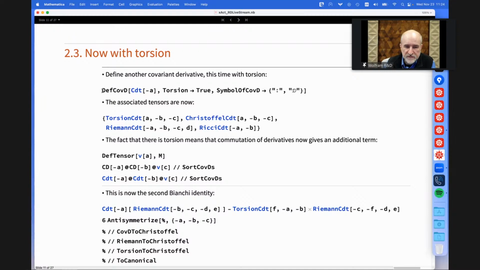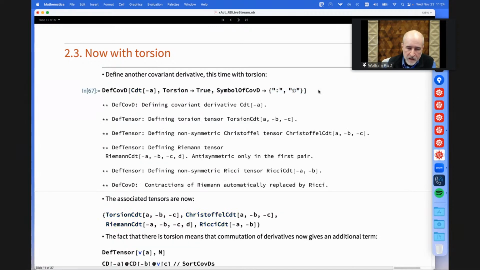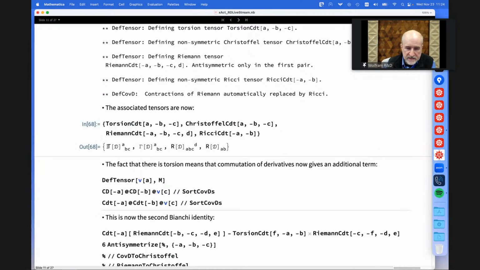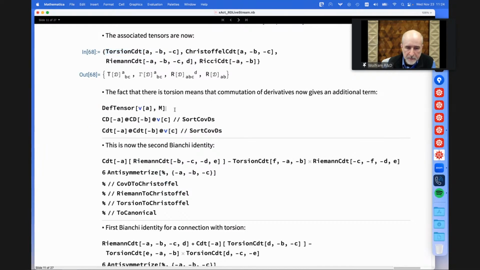Now with torsion, define a covariant derivative in which torsion is non-zero. By default, it's 0 if you don't say this. And now, of course, to avoid confusing it with the other derivative, we will use a new symbol. Okay, so now we have these associated objects. That's the torsion. And you see, before this would have given 0. Now it doesn't. That's the Christoffel, that's the Riemann, that's the Ricci. You see, it's always the combination of these standard names with the name of the derivative.